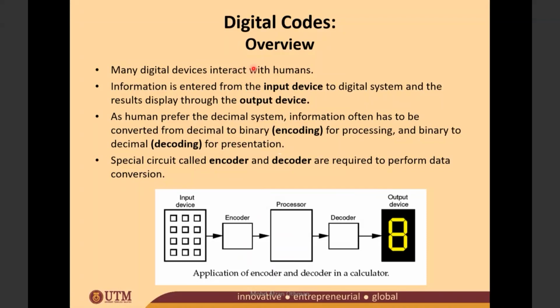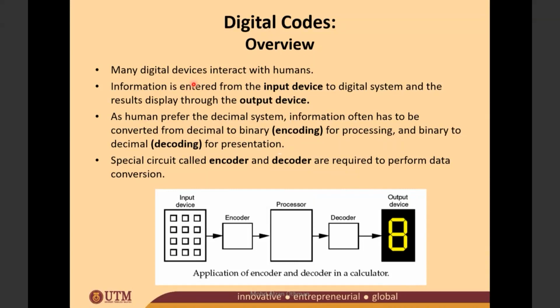In order to communicate between these digital devices and humans, humans prefer the decimal system. We as humans prefer using decimal numbers. But computers, embedded systems, or any digital devices prefer using binary numbers, hexadecimal numbers, or octal numbers. Most of the time, computers, embedded systems and microprocessors prefer to use binary numbers, which is the base 2 system, or hexadecimal numbers.